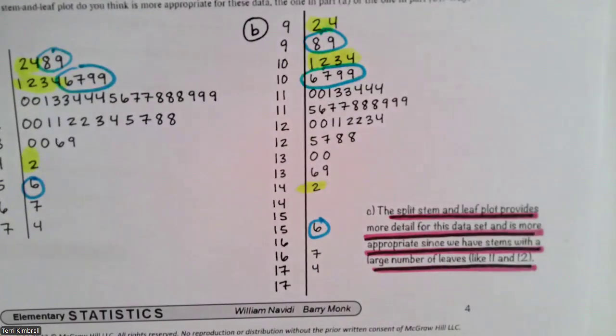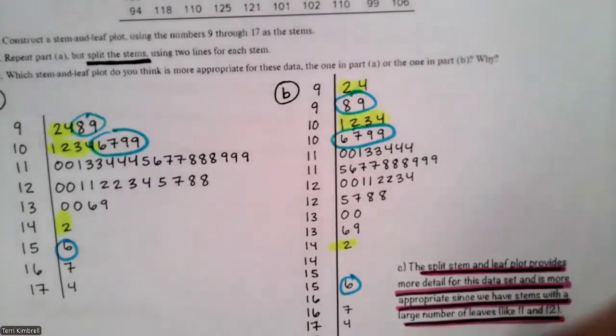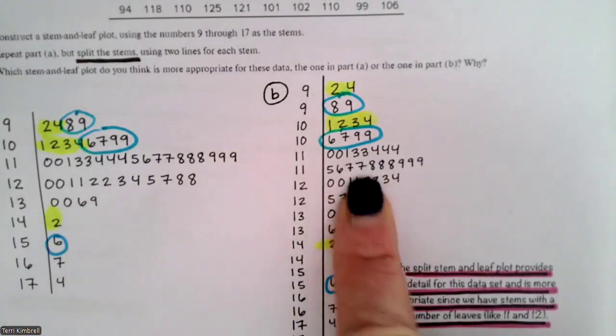Now, when the question says, which stem and leaf plot do you think is more appropriate for these data, the one in part A or in part B? Well, the split stem and leaf plot provides more detail for the data. It's more appropriate since we have stems with a large number of leaves, like 11 and 12. So you can see how 11 and 12 had a lot of information. So if I split those, I can see that a little bit better on what was going on.